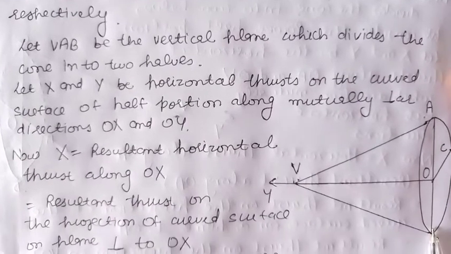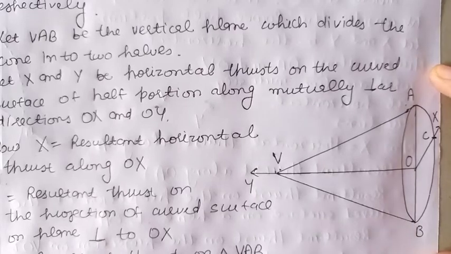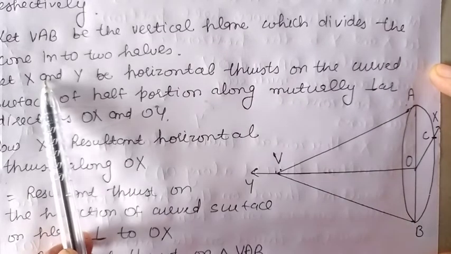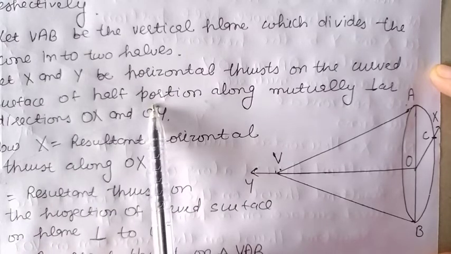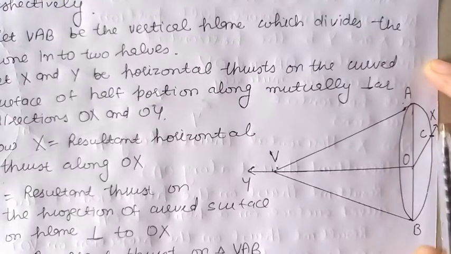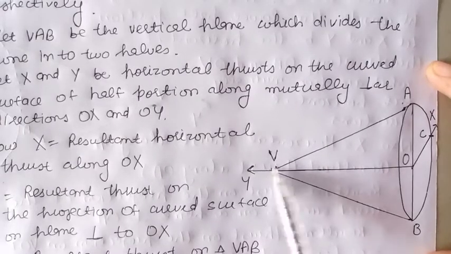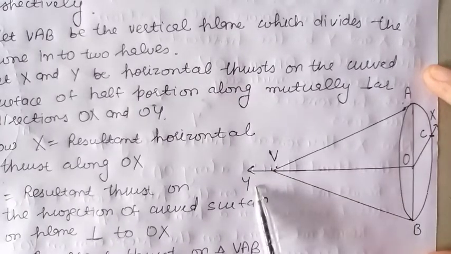VAB is the vertical plane which divides this cone into two halves. Let us take X and Y as the horizontal thrusts on the curved surface of the half portion along two mutually perpendicular directions OX and OY. Now let us find the values of X and Y.